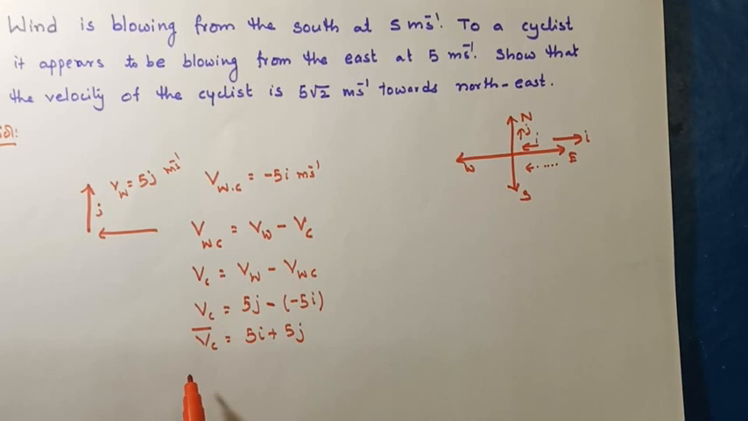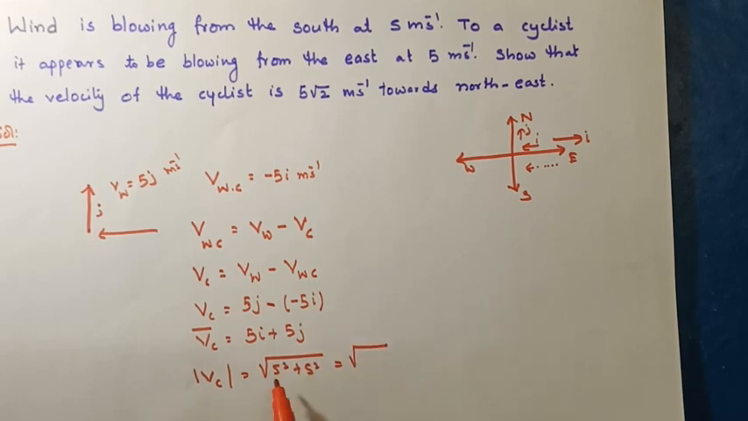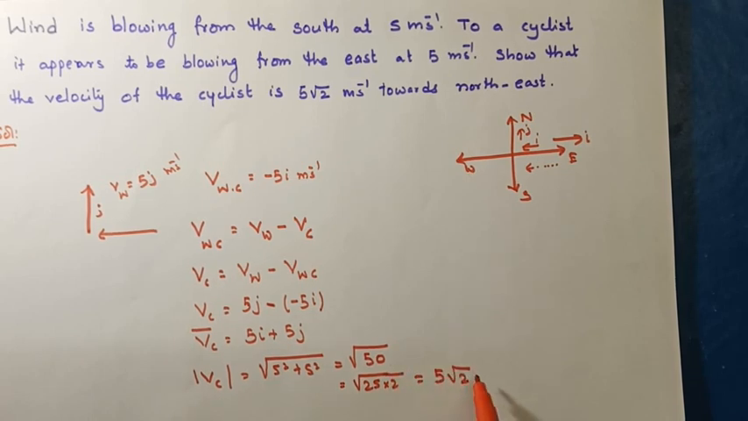The magnitude of the velocity of the cyclist is under root of 5 square plus 5 square, which is 25 plus 25, 50. Then you will get 25 into 2, which is simply 5 root 2 meters per second.